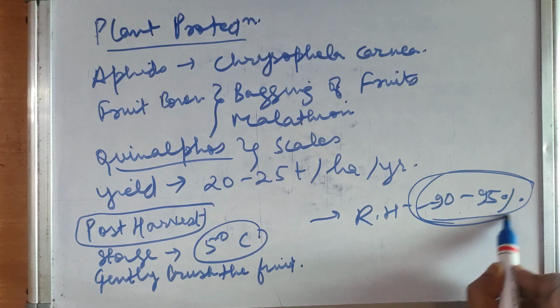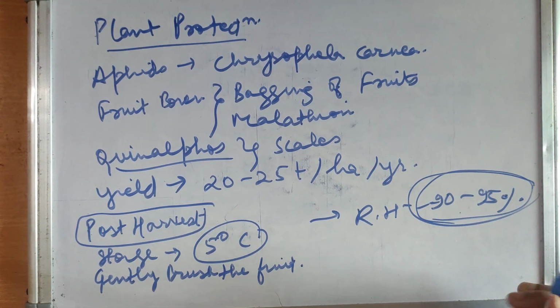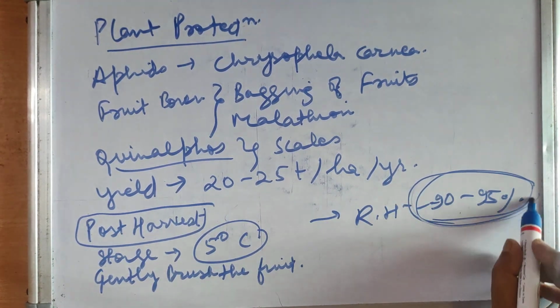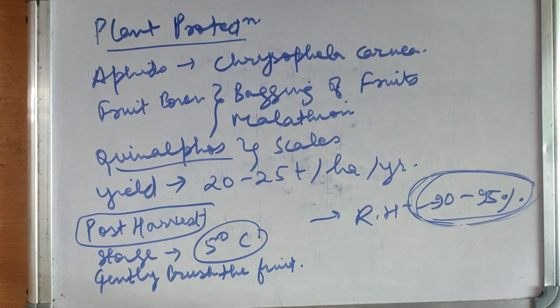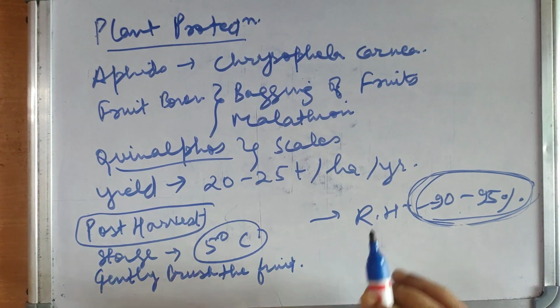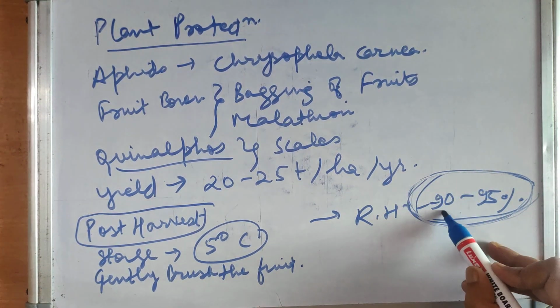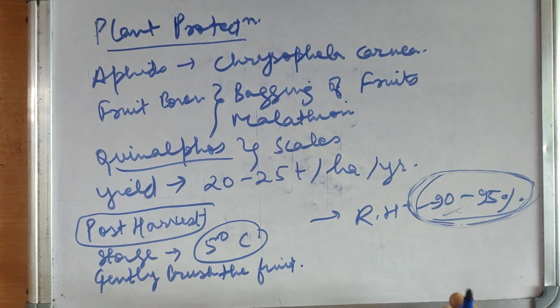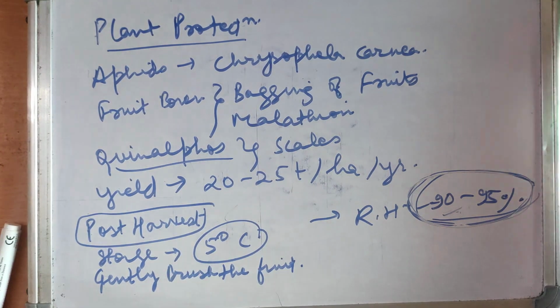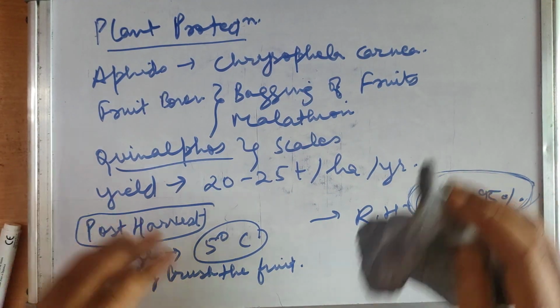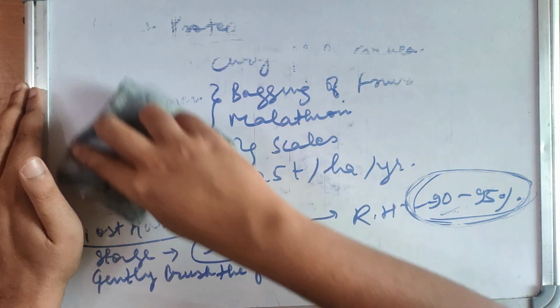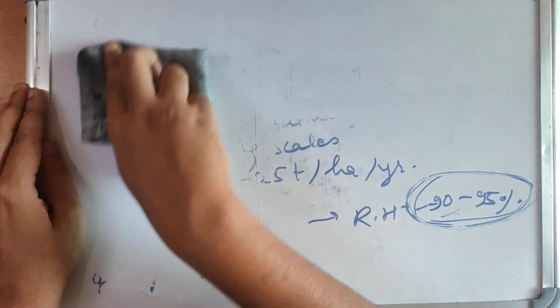When the fruits are not clean and we have not cleaned them properly, then at this relative humidity there will be chances of growth of fungus. So cleaning is important. After cleaning we will store it with relative humidity 90 to 95%. And most importantly, we need to handle the fruits carefully so that any kind of damage or destruction does not happen to them.